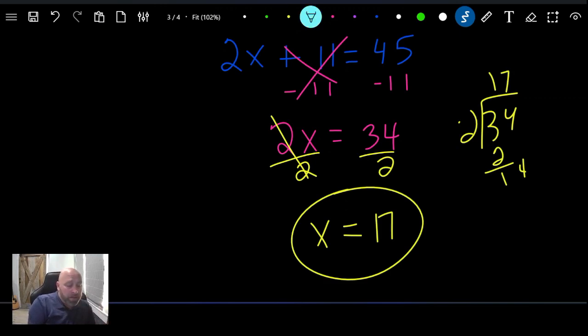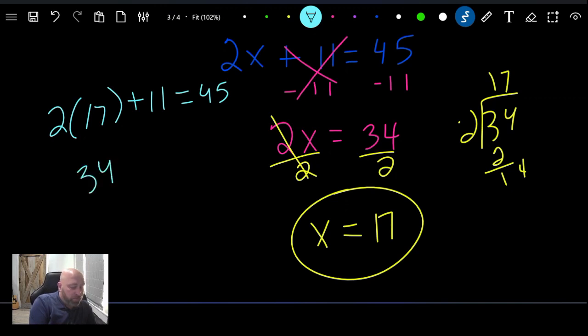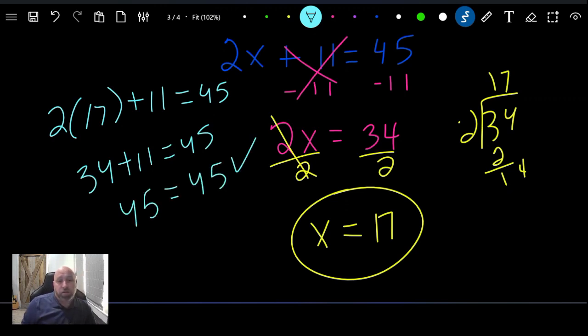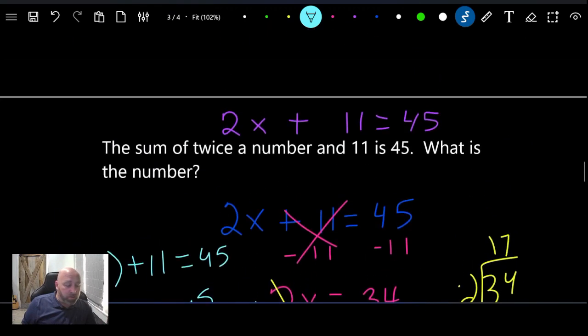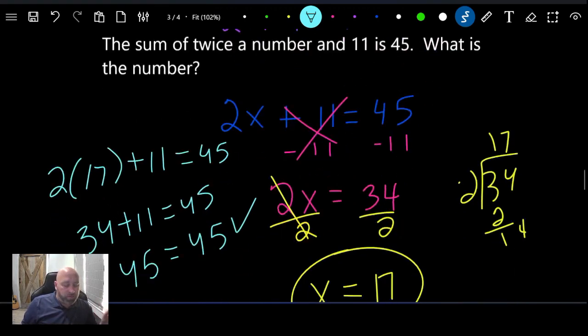I would throw that back into the original, so 2 times 17 plus 11 equals 45. 2 times 17 is going to be 34, plus 11 is 45, and 45 equals 45. So we got our check correct. We're good. So our missing number there is 17. In other words, you could say that the sum of twice 17 and 11 is 45. So going back to the original, just make sure that it makes sense to you.